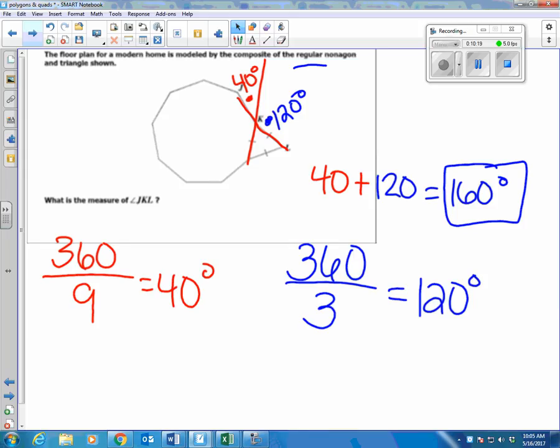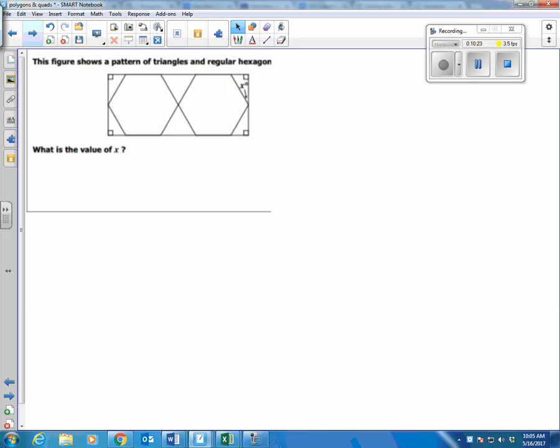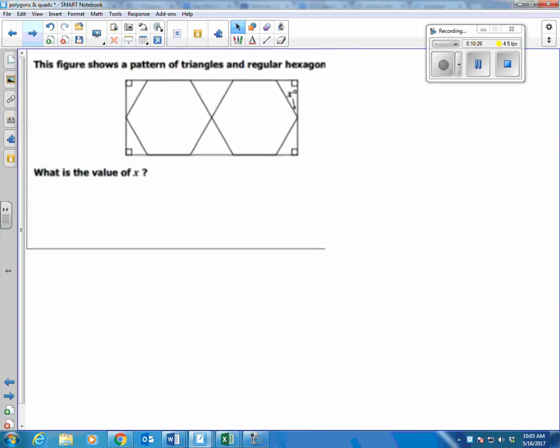All right, so example 6. The figure shows a pattern of triangles and regular hexagon. What is the value of x? So if they're telling you something about triangles and regular hexagons, you got to be able to pull information from both of those. So a regular hexagon, that would help us, we could find some interior angles of that regular hexagon. And remember, a hexagon has 6 sides, correct? So if we're trying to find x right here, that interior angle here should be able to help us.